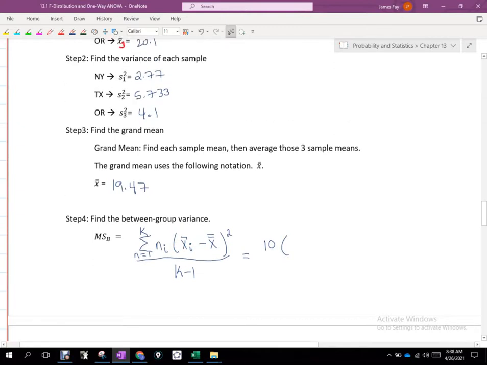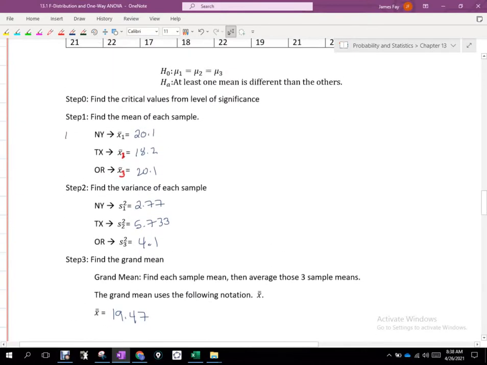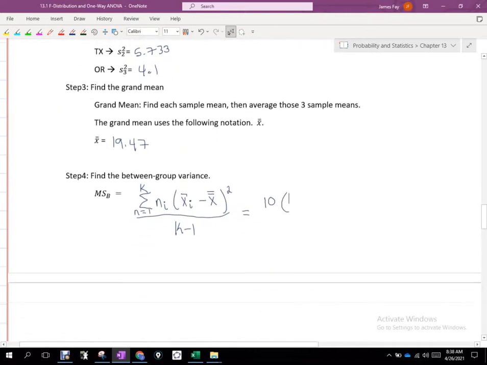But i was 1, so we go to sample 1, and it was 20.1. So we'll put 20.1 here, and then we'll subtract from that the grand mean, which was 19.47. Okay, we'll square that. That was for sample 1, and that 10 was the sample size.